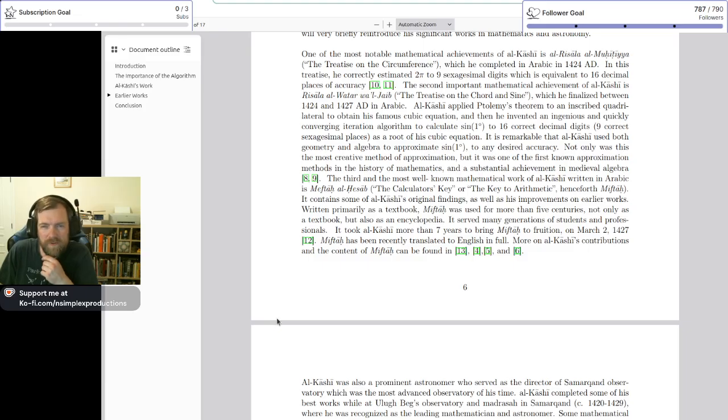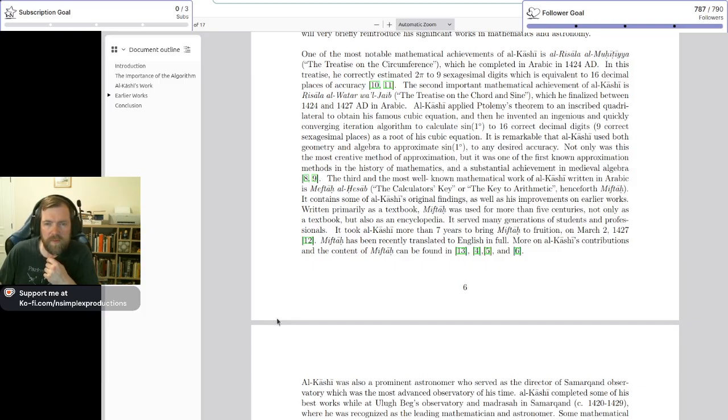Alright, used as a root of his cubic equation. It's remarkable that Al-Kashi used both geometry and algebra to approximate sine of 1 degree to any desired accuracy. Not only was this the most creative method of approximation, but it was one of the first known approximation methods in the history of mathematics and a substantial achievement in medieval algebra.